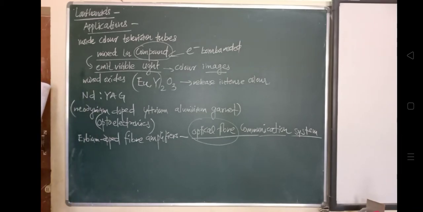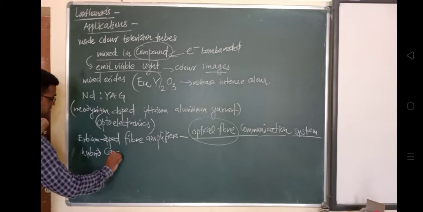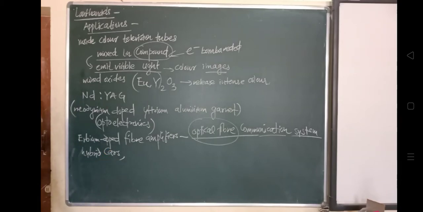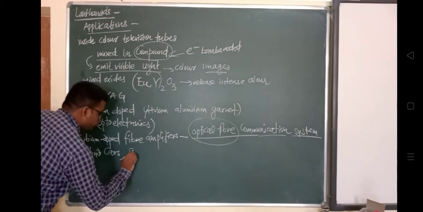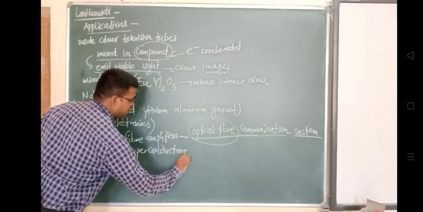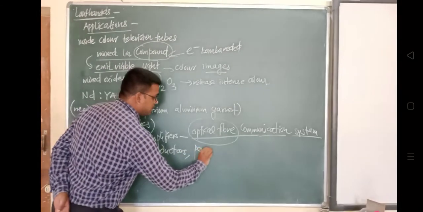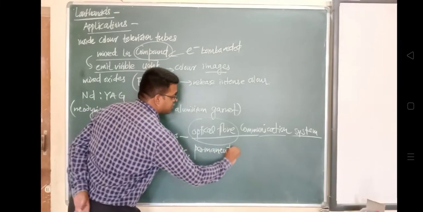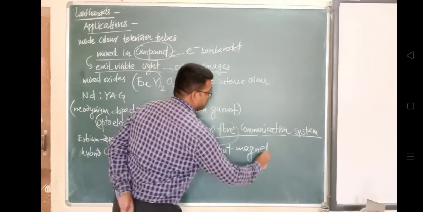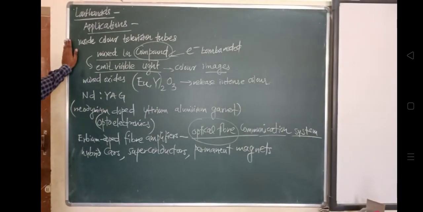So lanthanoids are used in hybrid cars. Lanthanides are used in hybrid cars as well. These elements are used in superconductors, and in case of permanent magnets also, these lanthanoid elements are used. So there are wide applications of these lanthanoids.